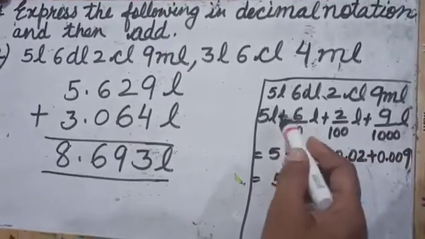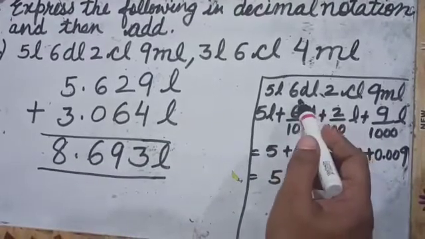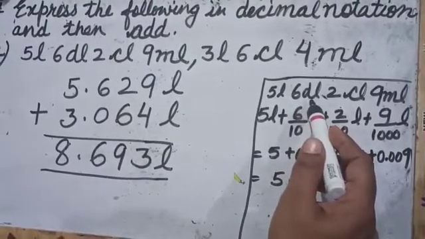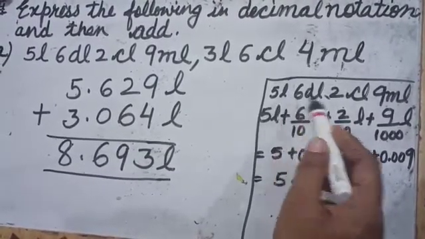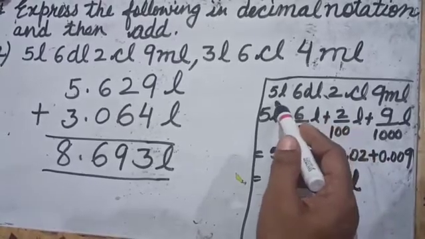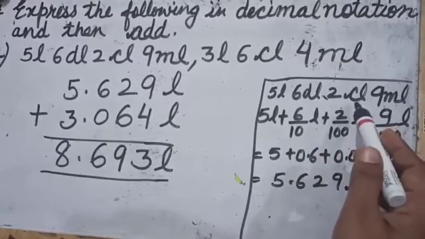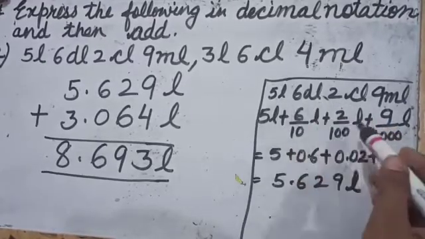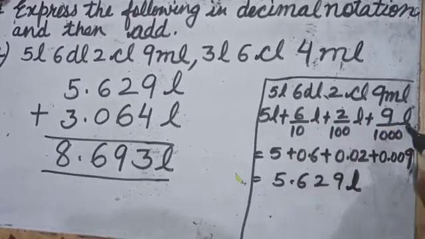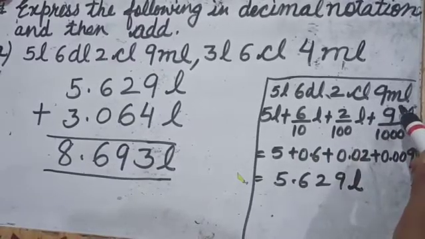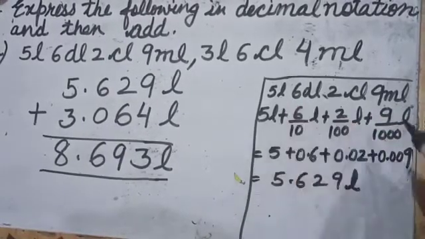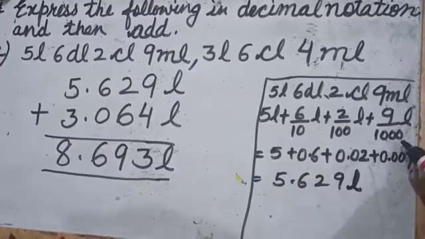So 5 liter will be same, plus 6 deciliter. Now deciliters are smaller than liter. So when we convert deciliter into liter, we divide by 10. Plus centiliters, when we convert into liters, we'll divide it by 100. Plus milliliters, when we convert into liters, we'll divide it by 1000.